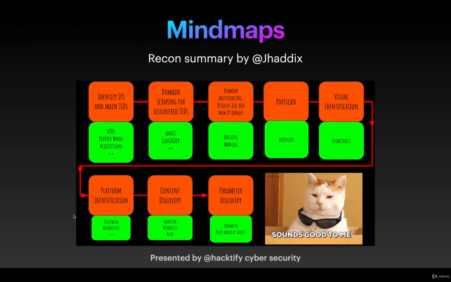Also, I like to use ParamSpider, which will enumerate all the parameters of that specific target from the Wayback Machine or Wayback Archive, which is very, very useful. So I hope you guys understood the recon summary by Jhaddix, and you will implement this into your workflow or your methodology, and it will be definitely very, very helpful for everyone.